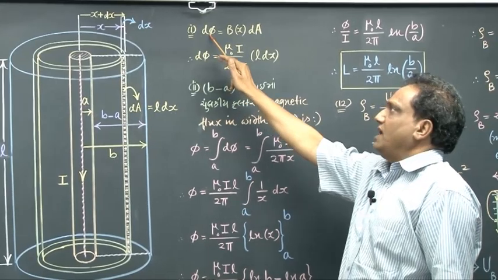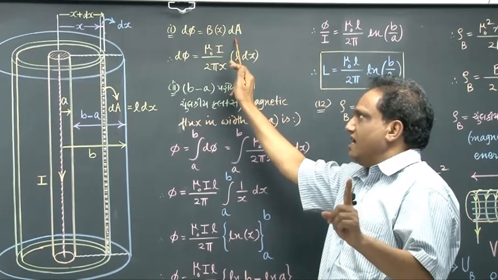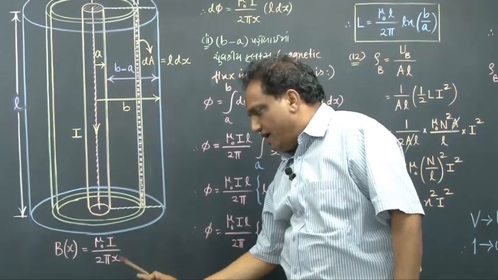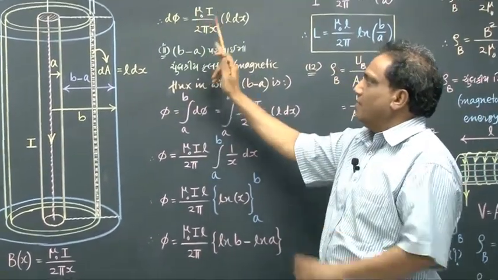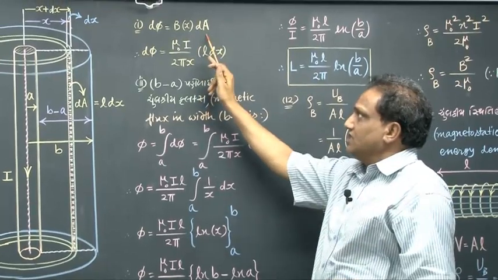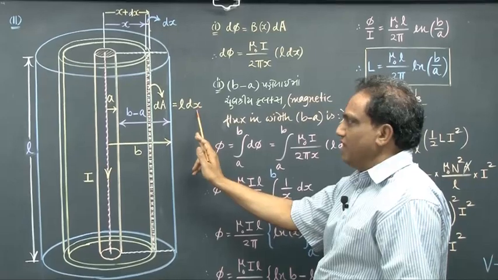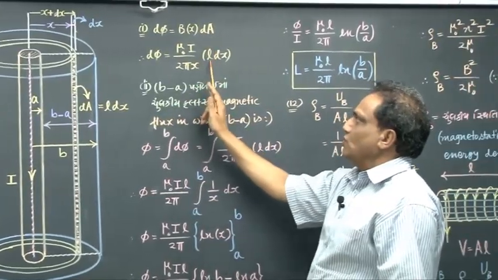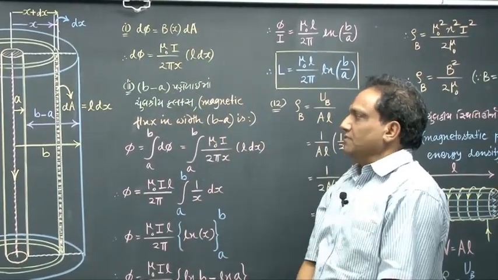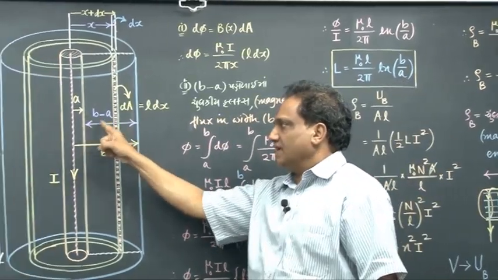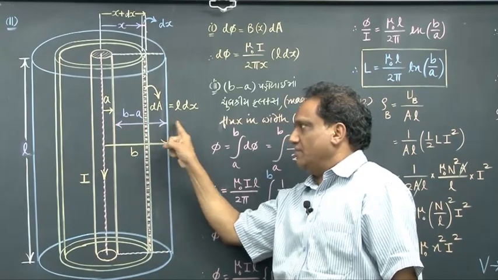You know the magnetic flux formula: it is magnetic field into area. Magnetic field is this much, mu 0 I upon 2 pi x. What is the cross-sectional area? Just now we have found out, it is L into dx. And now, let us find out the magnetic flux in this much width. What can be the magnetic flux in this much width?